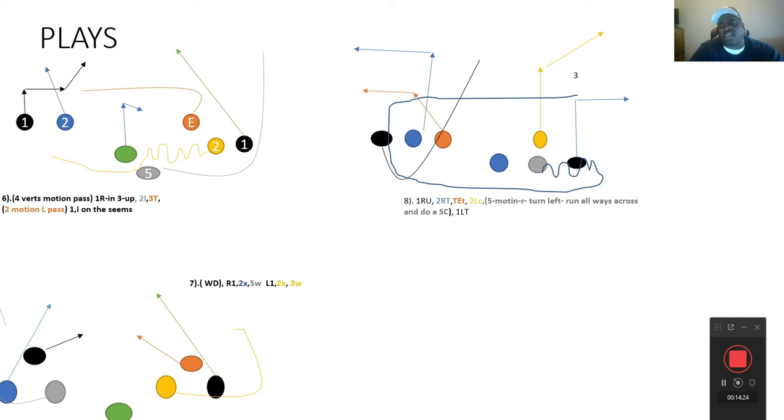The second receiver is doing a corner. The first receiver is doing an out, about 10 yards. The back, or number 5, is motioning right, and then he's going to turn left. He's going to run all the way across. And when he comes across, he's going to go out there deep to the sideline almost and come back across the middle.